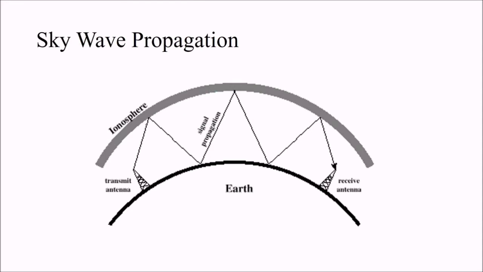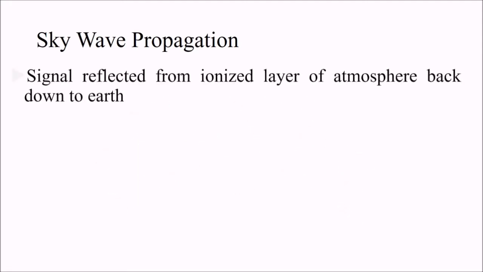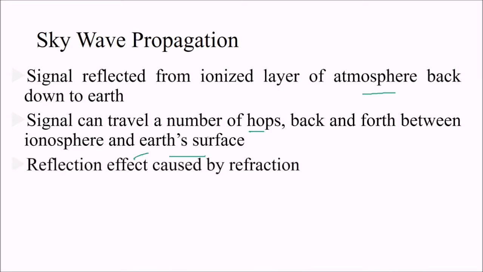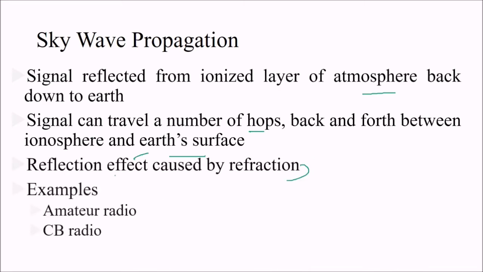This is sky wave propagation. It uses atmospheric properties. Through the ionosphere the signal can come back, then go back again, and considerable distances can be achieved. The signal is reflected from the ionized layer of the atmosphere back down to earth. The signal can travel a number of hops, as we just saw in the figure, back and forth between the ionosphere and the earth surface, and the reflection is caused by refraction. Examples are amateur radio and CB radio.